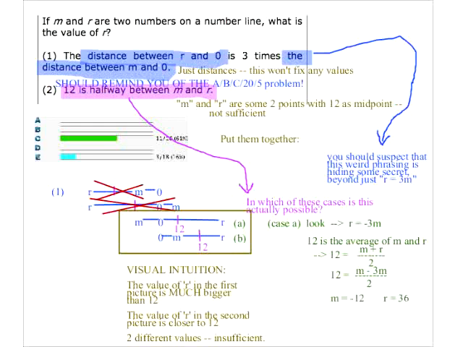If you solve case B, I'm not going to show all the work for case B because this is not an algebra session, but it's very similar to what we just did. The difference is that R is positive 3M instead of negative 3M. If you do a similar process, you'll find that M is 6 and that R is 18. So 2 values, one of them is 36, one of them is 18. So that's still insufficient. And you've got yourselves E.